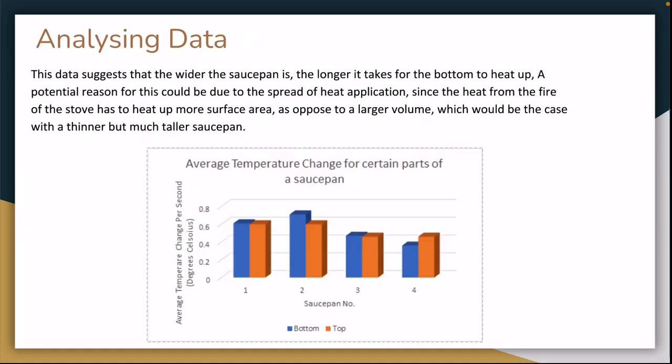Analyzing data. This data suggests that the wider the saucepan is, the longer it takes for the bottom to heat up. A potential reason for this could be due to the spread of heat application, since the heat from the fire of the stove has to heat up more surface area, as opposed to a larger volume, which would be the case with a thinner and much taller saucepan.